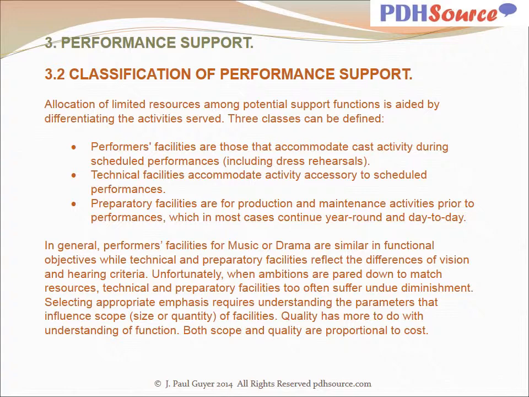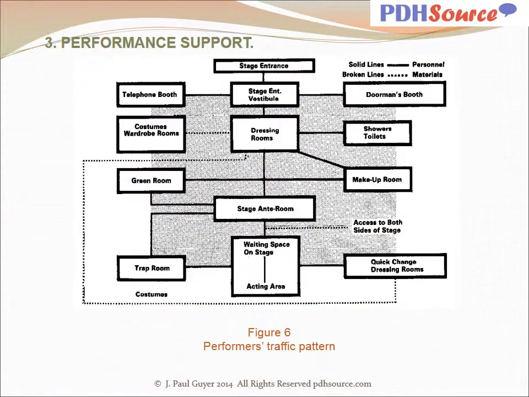Unfortunately, when ambitions are pared down to match resources, technical and preparatory facilities too often suffer undue diminishment. Selecting appropriate emphasis requires understanding the parameters that influence scope, size, or quantity of facilities. Quality has more to do with understanding of function. Both scope and quality are proportional to cost. Figure 6 graphically indicates performers' typical traffic patterns.